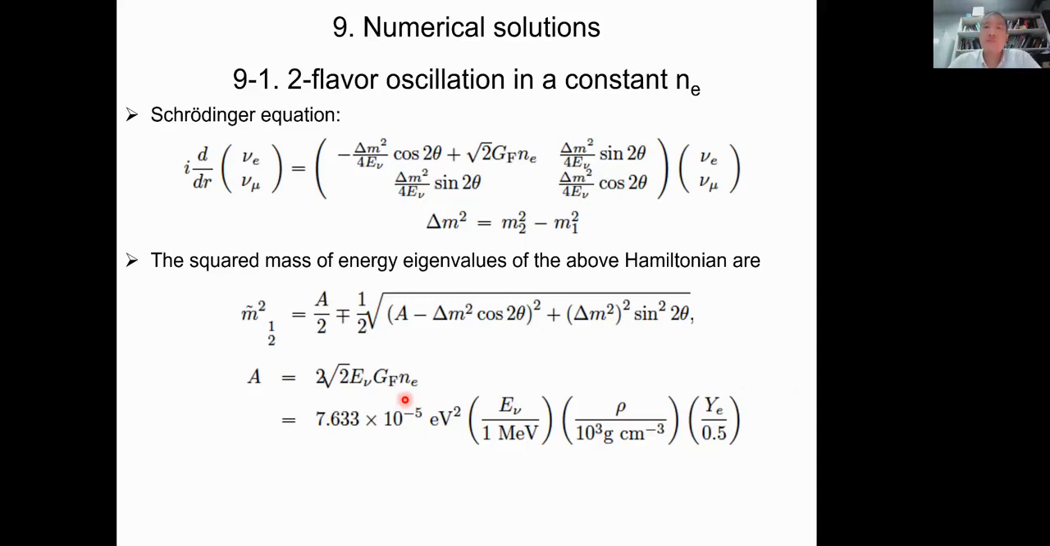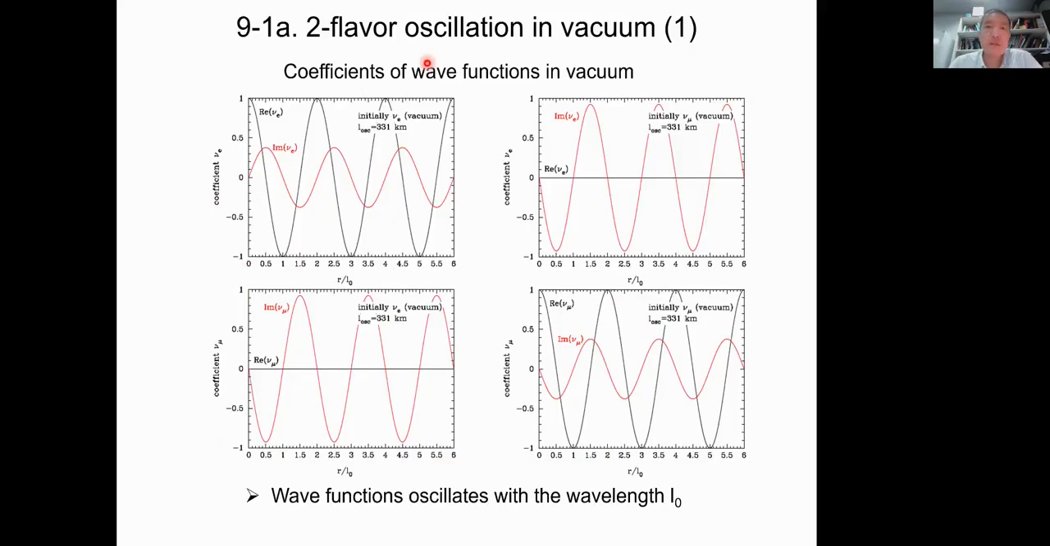Finally, let's see the numerical solution of neutrino oscillation. The first case is two-flavor oscillation in a constant electron number density. The Schrödinger equation for this case is given by this expression. And the squared mass, effective mass and electron potential have already been defined here. And this figure shows the evolution of coefficients of wave functions in vacuum as a function of radius or propagation distance.